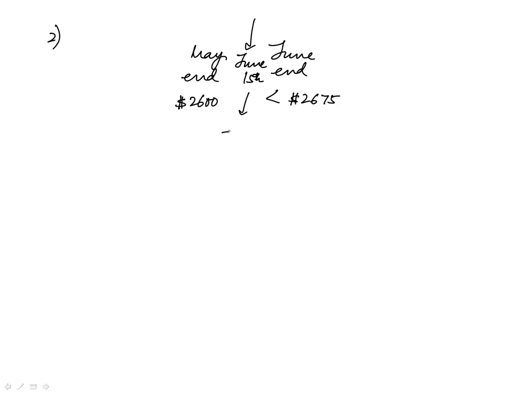There could be a deposit of $120. But if there's a deposit, then the balance at the end of June would be $2,720, but that doesn't satisfy this constraint. So this deposit condition cannot be satisfied. So there is a withdrawal of $50, because then the balance at the end of June would be $2,550. So this is the scenario that happened on June 15th. Now we still have to show that we don't have a unique value for the range.